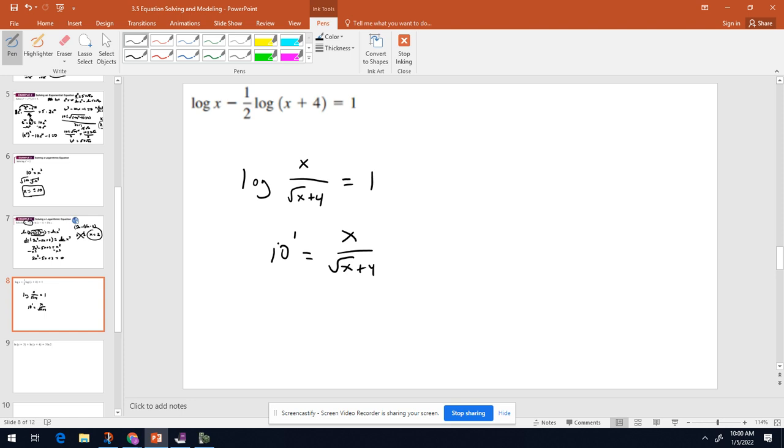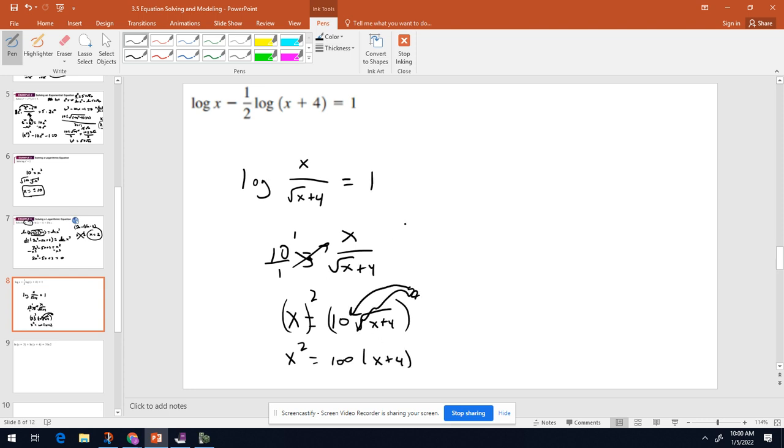So now solving this problem, 10 to the first power is just 10. So this is the same thing as 10 over 1, right? And I'm going to cross multiply. A fraction equal to a fraction. So x equals 10 times the square root of x plus 4. I'm going to square both sides because I got to get these x's together. So I have x squared equals 100 times x plus 4, right? The square and the square root cancel, but I got to square that 10.